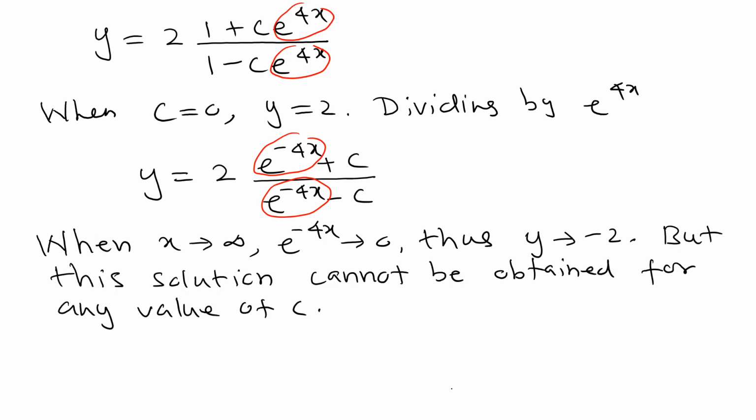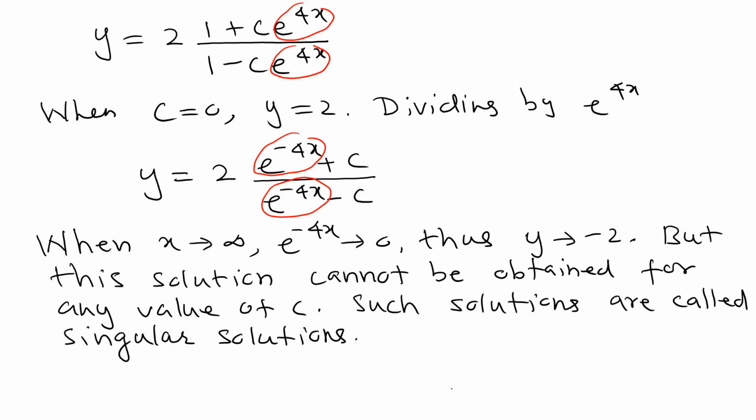But the solution actually cannot be obtained for any value of c. It doesn't matter what value you plug in, you cannot get this solution, the y equal negative 2 solution. So those kind of solutions are what we normally call singular solutions. So that means there's one singular solution, y equal negative 2, and there's a general solution. That means we can write the final answer like this.